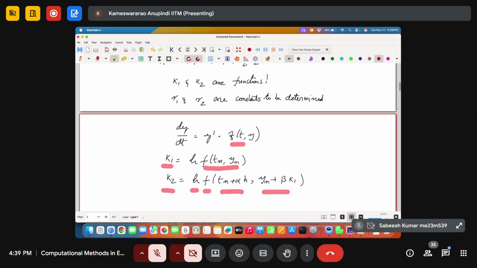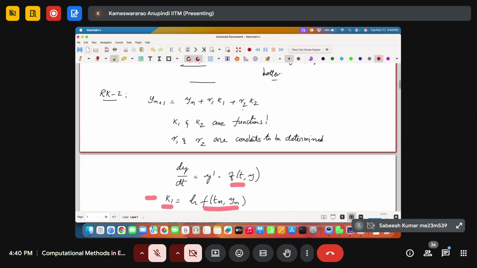Instead of t, y, we are evaluating at tn plus alpha h. You see here, we are not going to tn plus h. Tn plus h would have taken you to tn plus 1, right? We are only doing tn plus alpha h. Preferably alpha will be less than 1, so that we are not going to tn plus 1. And then you're also going to evaluate at a y value. That y value is yn plus some beta times that k1. So at those 2 points of t and y, you are evaluating the function, and that you are calling k2.